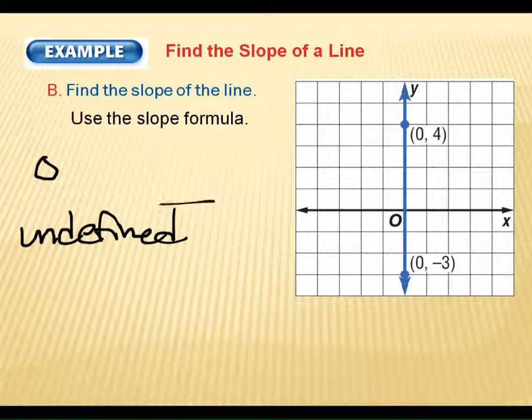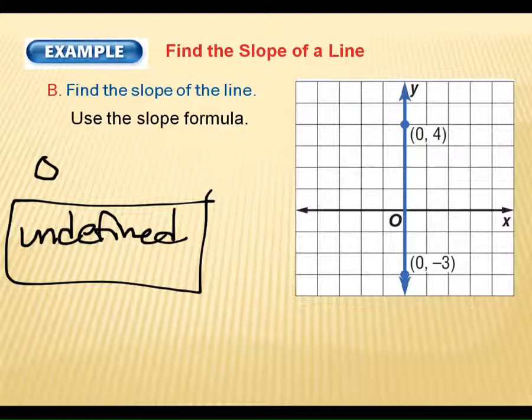Undefined. Vertical is undefined. The way I personally remember it is if you have a flat surface, it takes 0 effort to walk across a flat surface, and it's impossible, or you can't define how to walk up a vertical surface, right? 0 effort to walk across a flat surface, undefined, vertical. The slope of this line is undefined. It's not able to be defined. It does not have a slope. It's not 0, because the slope of a flat line is 0. Vertical line is undefined. Horizontal line is 0. Okay.